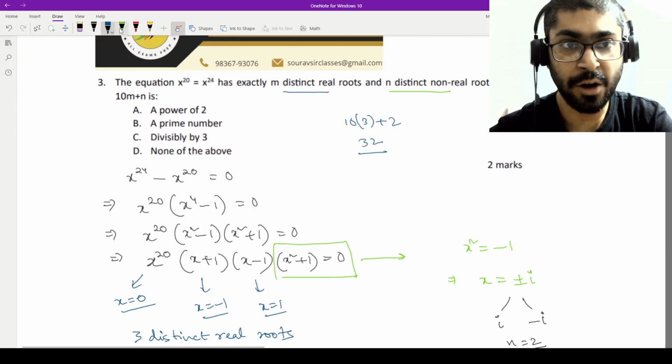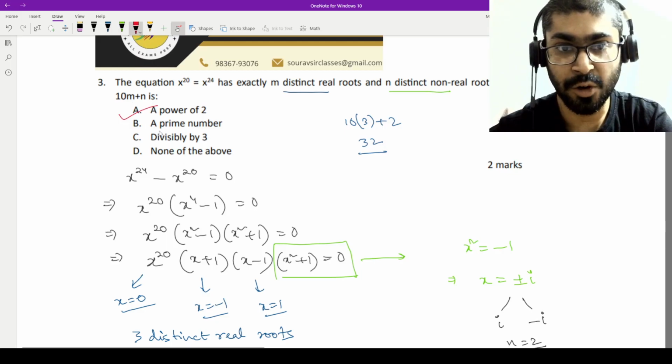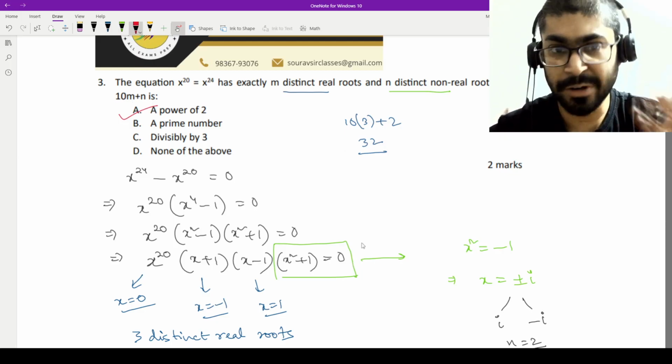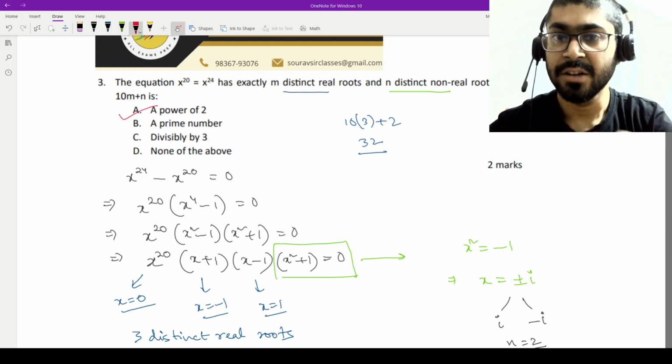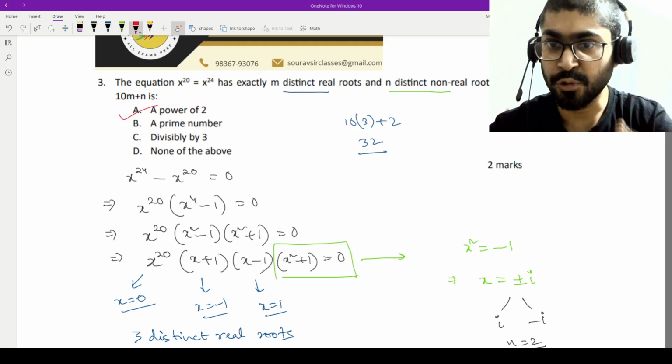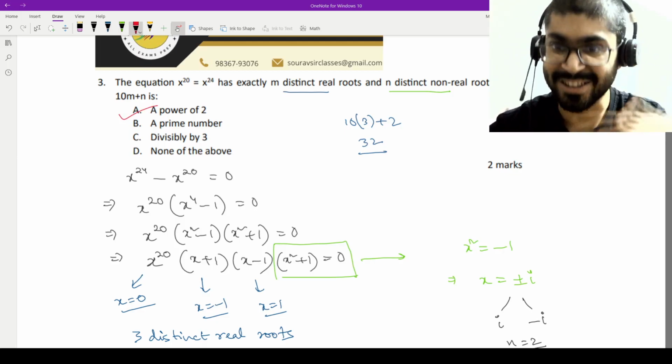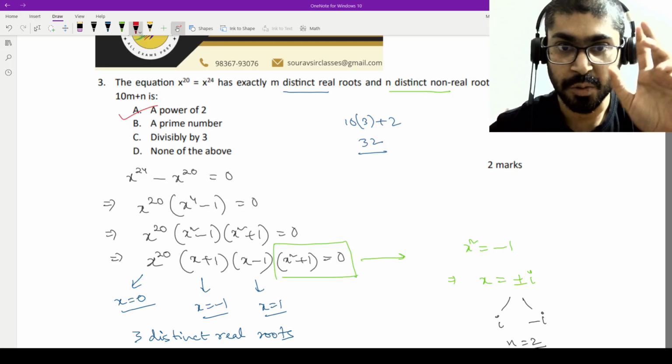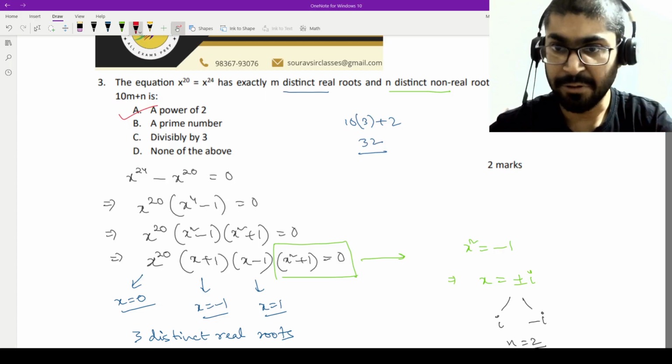Now 32 is a power of 2, yes. A prime number, no. Divisible by 3, no. None of the above, no, because we already have option A. Okay, 32 is 2 to the power 5, right? 2 square is 4, 4 into 2 is 8, 16, 32. So option A will be marked.